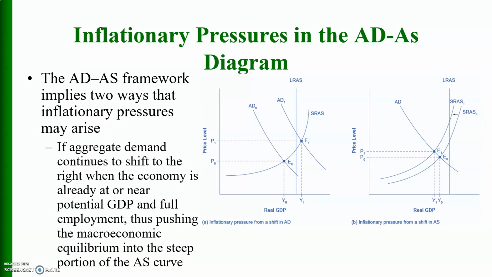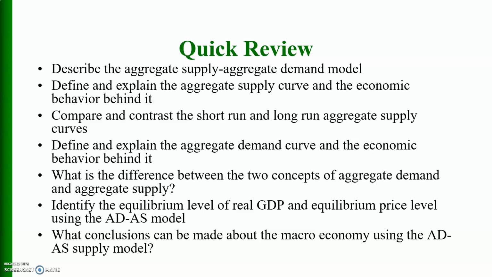The ADAS framework implies two ways that inflationary pressures may rise. If aggregate demand continues to shift to the right when the economy is already at or near potential GDP and full employment, thus pushing the macroeconomic equilibrium into the steep portion of the aggregate supply curve.